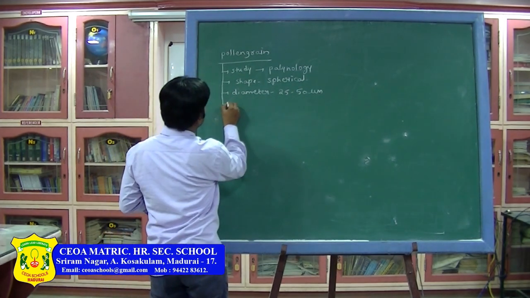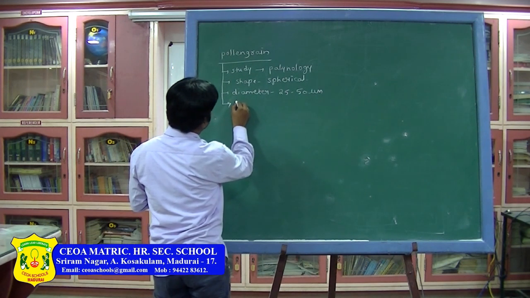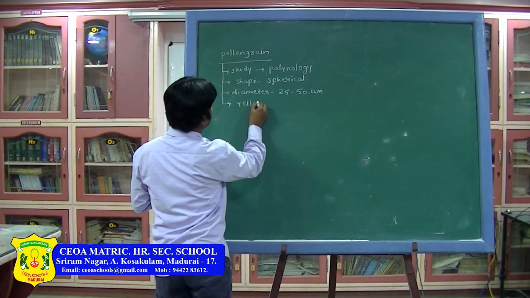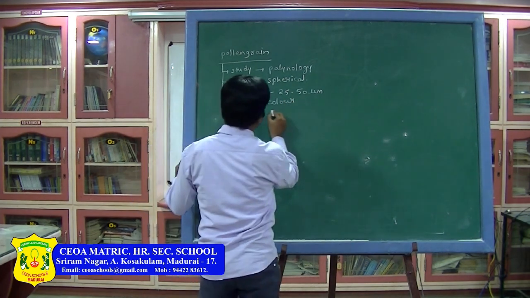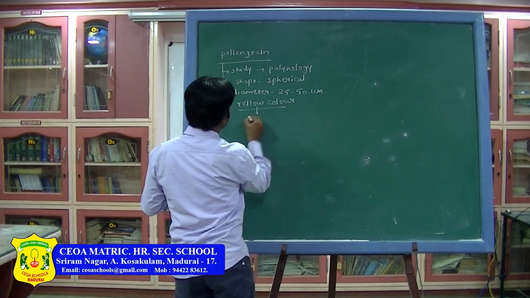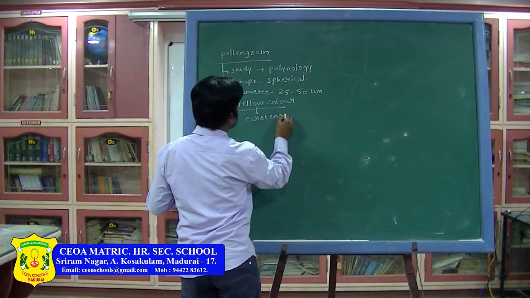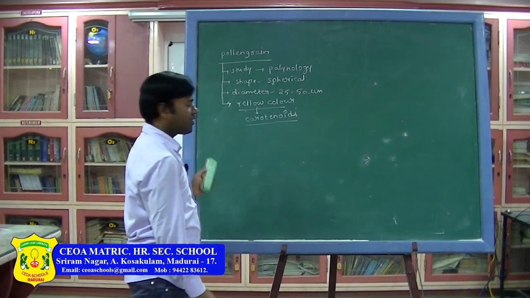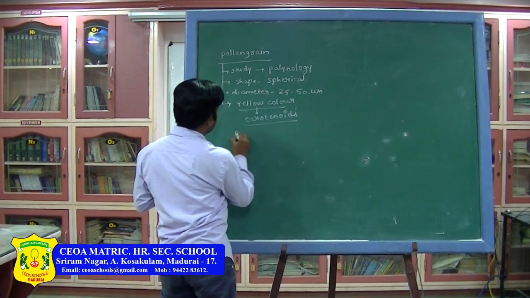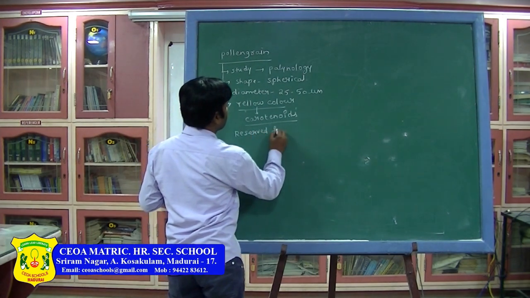Next, it is yellow in color due to the presence of carotenoids. Why is it yellow? Due to the presence of carotenoids. Then it has reserve food material. What is present in this? Reserved food is present.